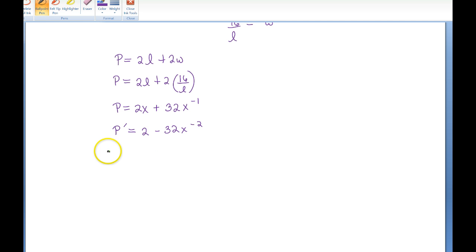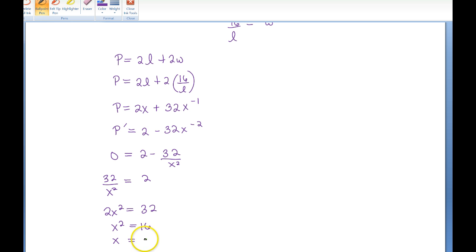I want to find the critical points. So we put that over x squared. So we get 32 over x squared equals 2. So 2x squared equals 32. X squared equals 16. So x equals positive or negative 4, but obviously only positive 4 makes sense.